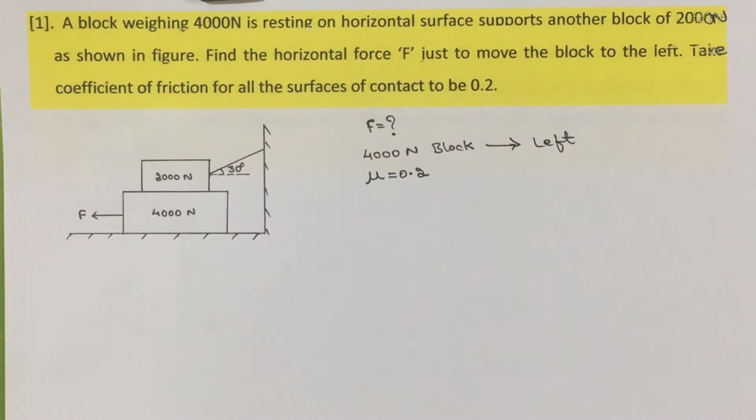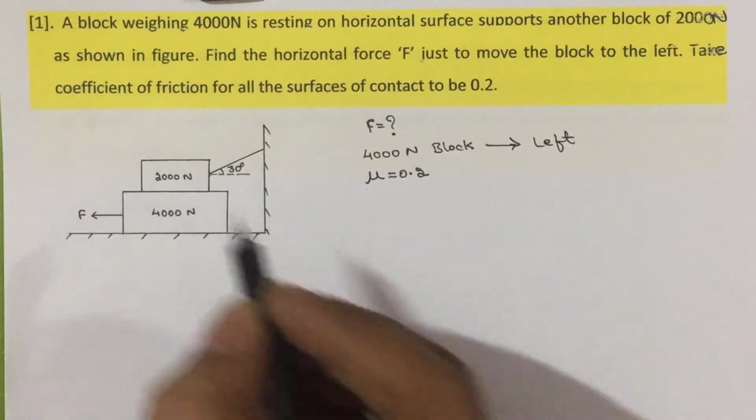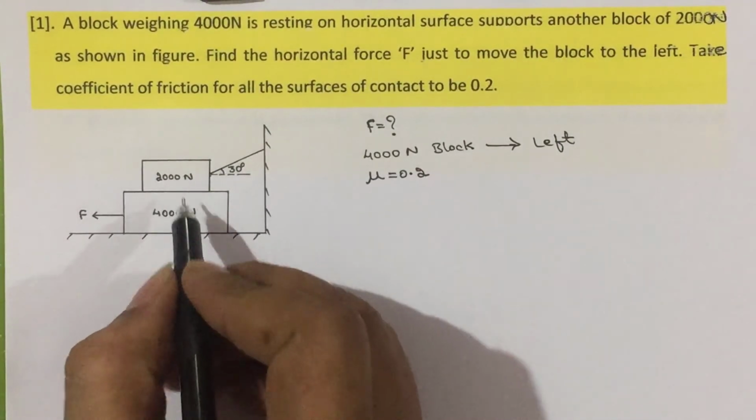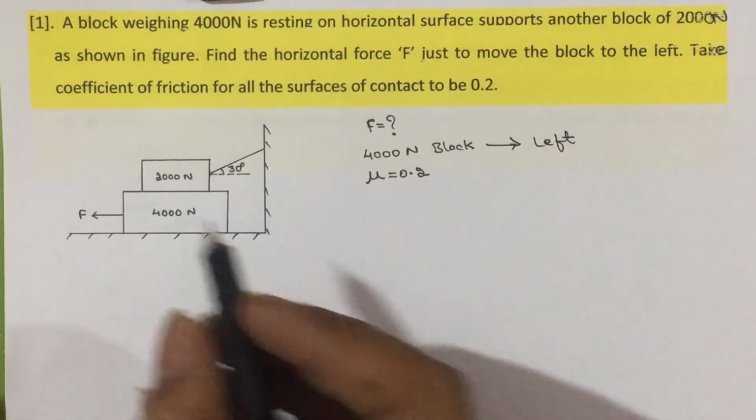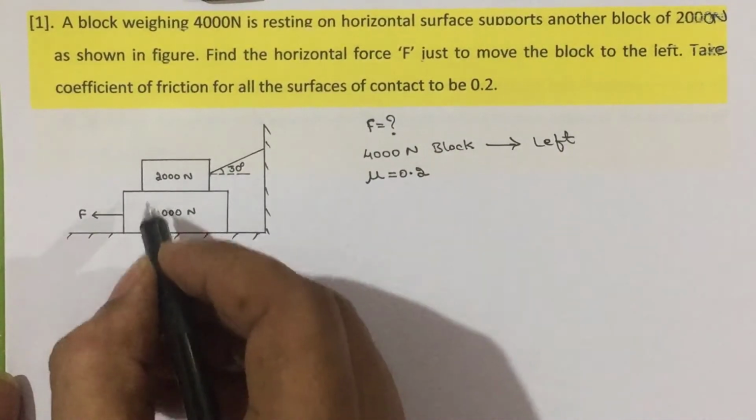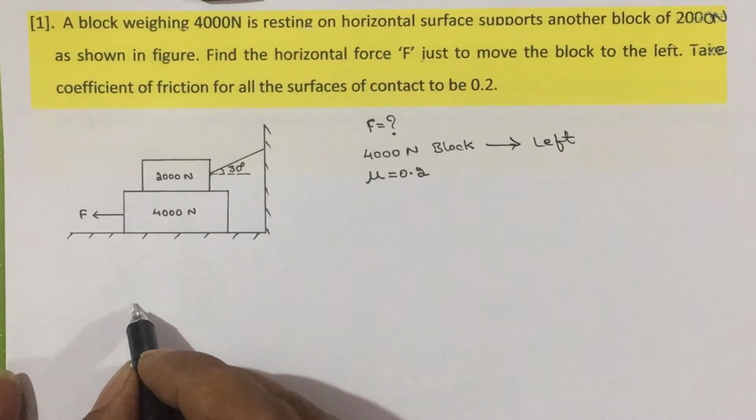Now, once the given data is written, we will go for the free body diagram, choose the method and solve the problem. That is the procedure: free body diagram, choose the method, and solve. Now, I will tell you how to write the free body diagram. How many blocks do we have? Two blocks, the 2000 and 4000 Newton blocks. So, write down those blocks separately.